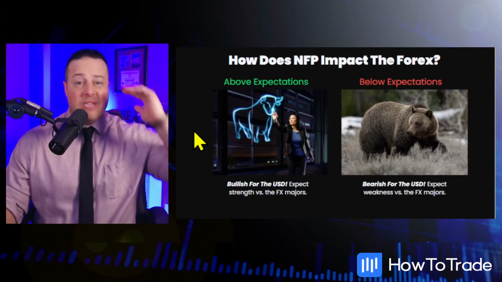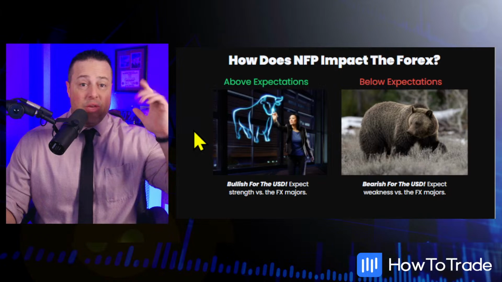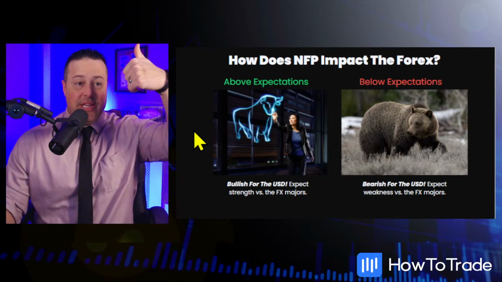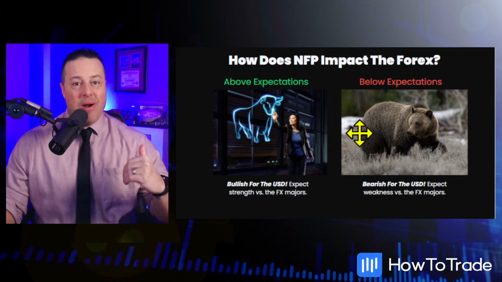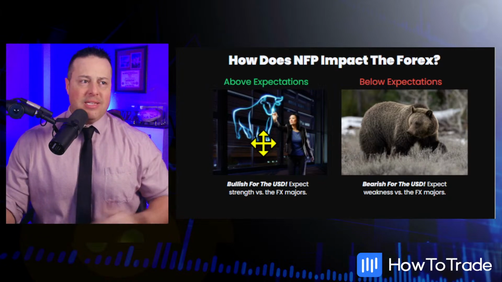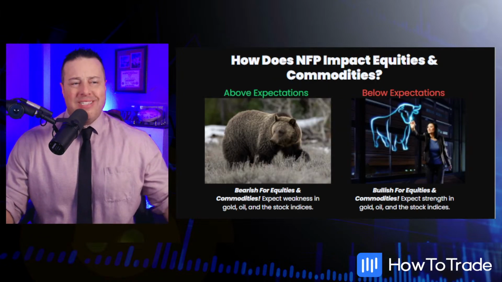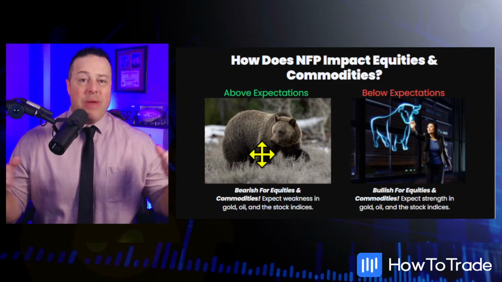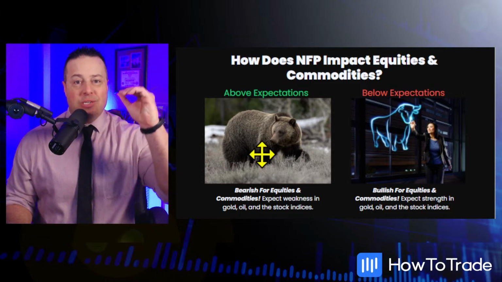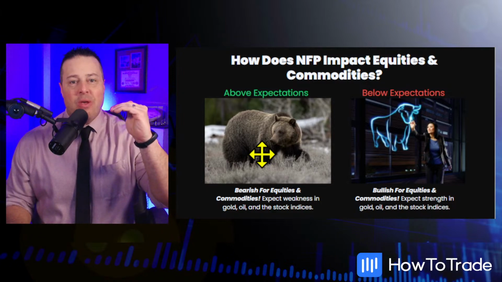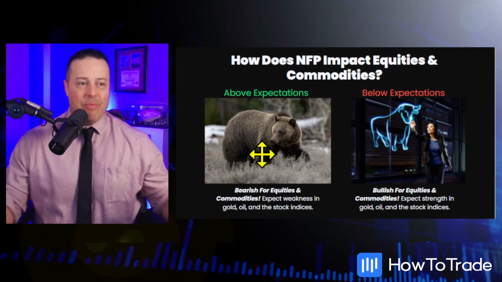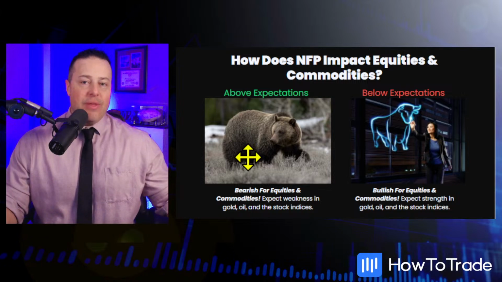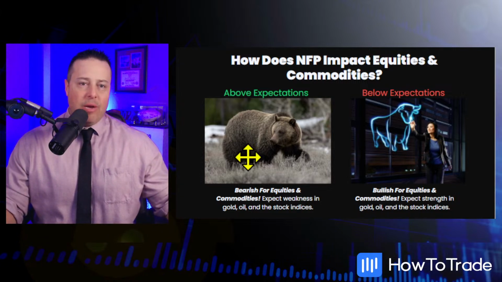Now, how does it impact the Forex? If NFP comes in above expectations, that's going to be bullish for the USD. That's going to kick the USD up. If it comes in below, that's going to be bearish. That suggests that we may need rate cuts to stimulate the economy. As far as NFP with equities and commodities, if it's above expectations, that's bearish. That means we can raise interest rates, or hold interest rates tight, or tighten rates. That typically puts a damper on your growth, on your participation in equities and commodities. So that's what I would be looking at there.